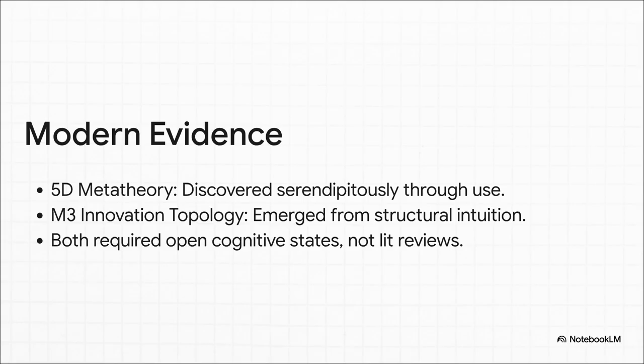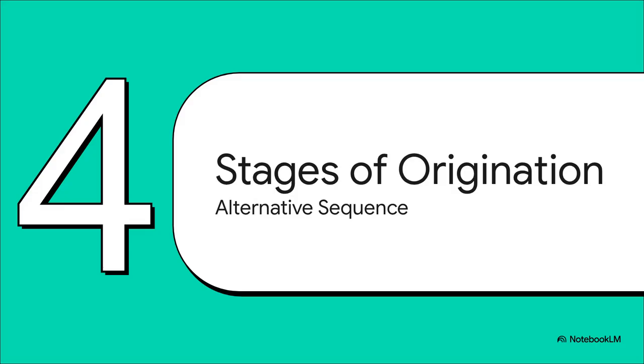It's kind of like how blood pressure medication unexpectedly became the hair loss drug Rogaine. And second, the M3 innovation topology, which emerged from structural intuition and isomorphic patterning. Neither of these came from synthesizing old literature. They both required a radically open cognitive state. It just goes to show that high-level abstract frameworks emerge laterally from open attention, not from gap spotting in a library. Which brings us to Section 4, 7 Stages of Origination, an alternative generative sequence.